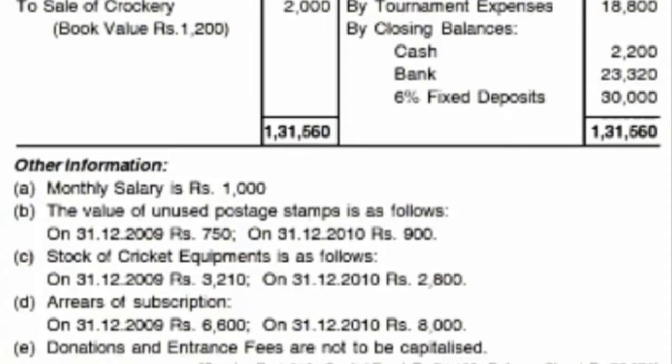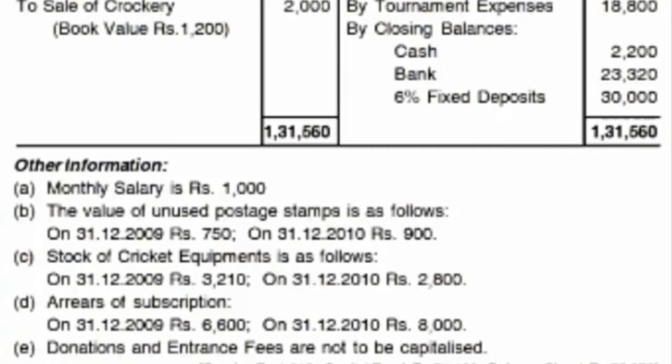Next, stock of cricket equipment is as follows. 31st December 2009, 3210 and 31st December 2010, 2800. So in receipt and payment account, there is no cricket equipment. So just mark here only. In payment side, there is cricket goods, but here it mentioned cricket equipments. Cricket equipments is a fixed asset. So this cricket goods and cricket equipments are different.